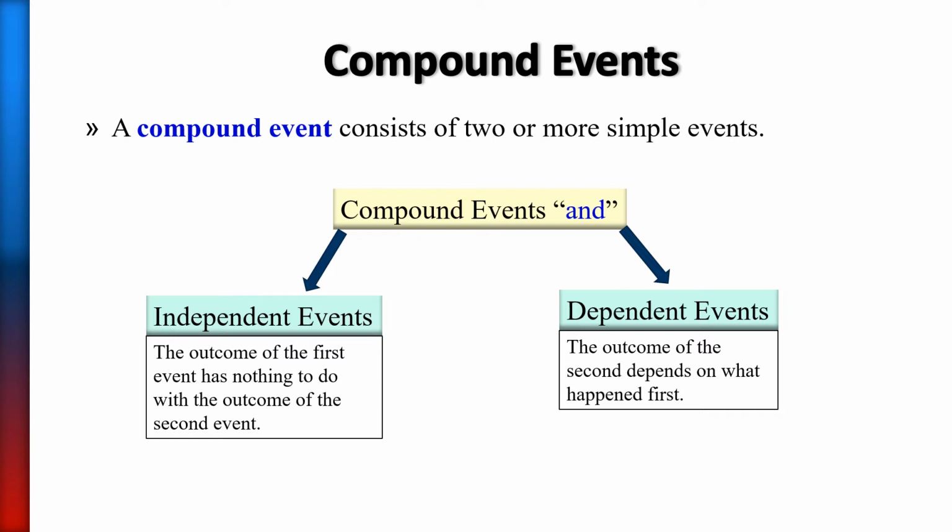Dependent events, on the other hand, the outcome of the second is going to depend on what happened first. So in other words, your second event is going to depend on what remains after the first event has happened. When you're solving probability problems involving compound events, you want to pay close attention to certain keywords, because these keywords can help you determine whether an event is an independent event or a dependent event.